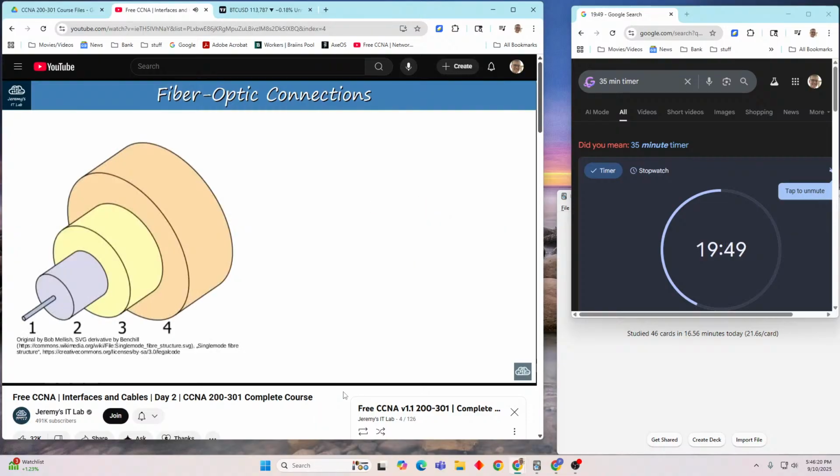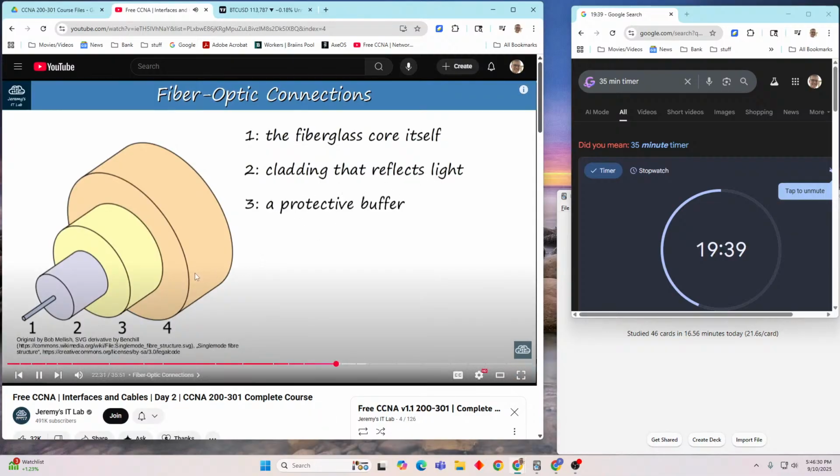There are 4 numbered parts in this diagram, from the center to the outer layer. Number 1 is the fiberglass core itself. Light is transmitted down this core to transmit data from one device to another. Number 2 is cladding that reflects light. Number 3 is a protective buffer, which protects the fiberglass from breaking. And number 4 is the outer jacket of the cable.